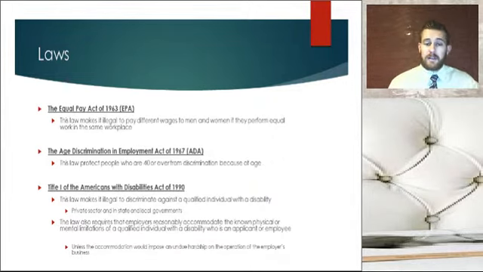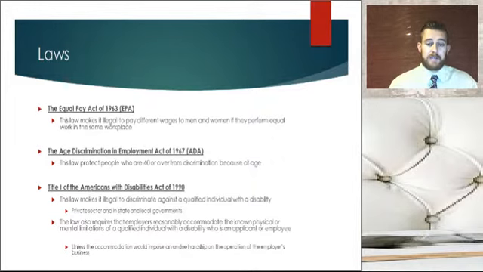Next, we will take a look at the Age Discrimination in Employment Act of 1967, which is also abbreviated as ADEA. This law protects people who are 40 or over from being discriminated against because of their age. This law was signed into law by President Lyndon B. Johnson, and it also prohibits discrimination in hiring, promotions, wages, termination of employment, and layoffs.